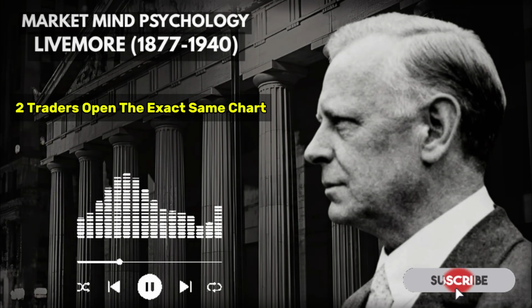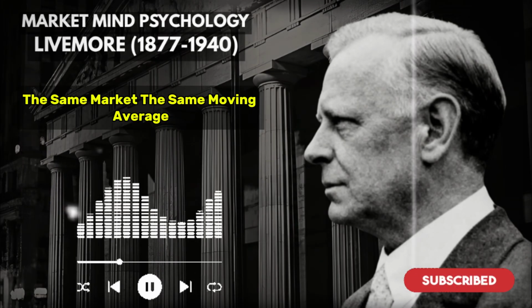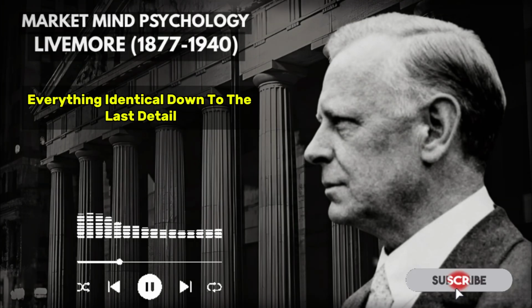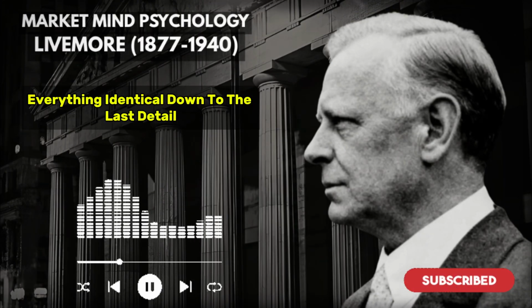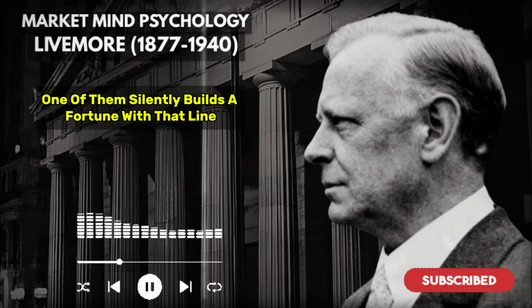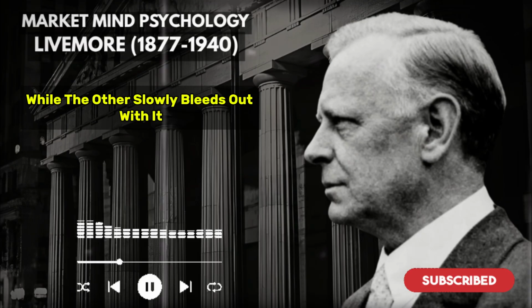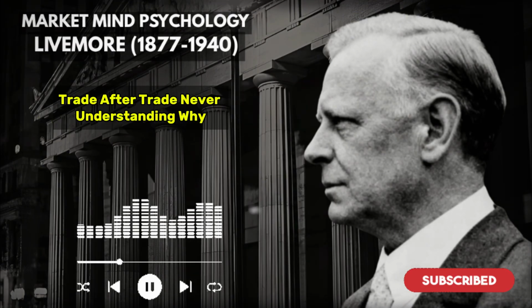Two traders open the exact same chart, the same market, the same moving average, the same number configured on the line, everything identical down to the last detail. And yet, one of them silently builds a fortune with that line, while the other slowly bleeds out with it, trade after trade, never understanding why.